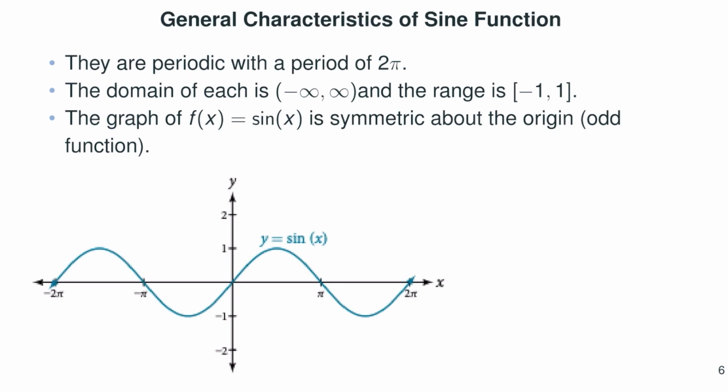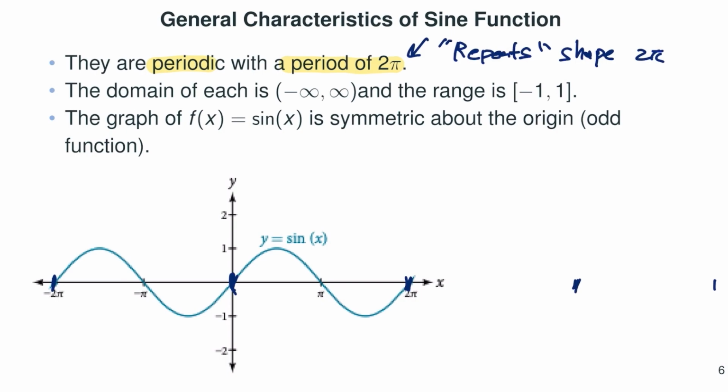First of all, they're periodic with a period of 2 pi. This means that it repeats its shape every 2 pi. So 0 to 2 pi, 2 pi to 4 pi, 4 pi to 6 pi, also negative 2 pi to 0, negative 4 pi to negative 2 pi. It has the same shape.